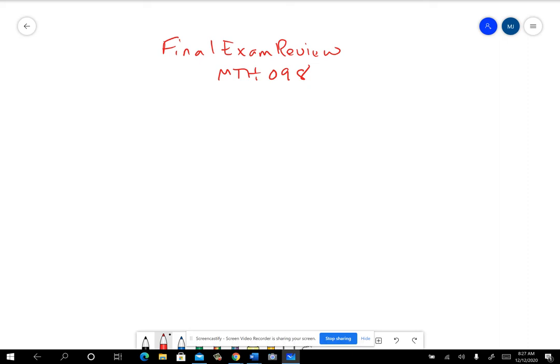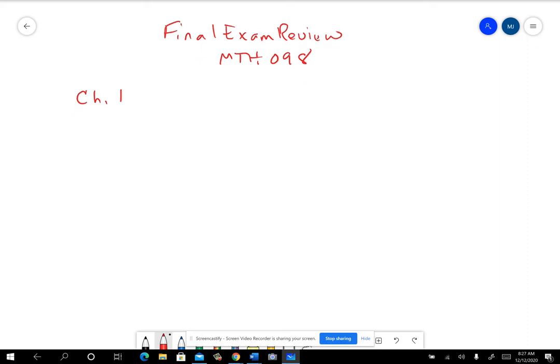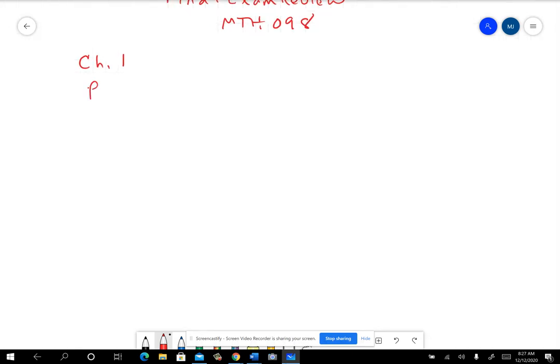Okay, so in Math 98, we did several chapters. In chapter 1, the big ideas in that were order of operations, so PEMDAS, and then integers, okay, and then combining like terms, those 3 things, distributive property, that kind of thing.